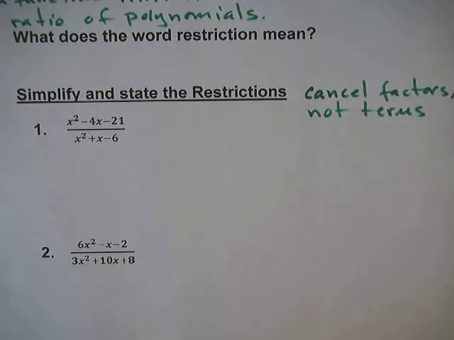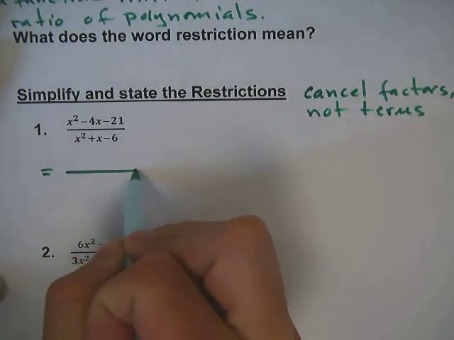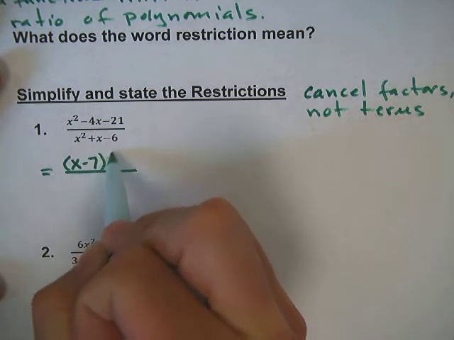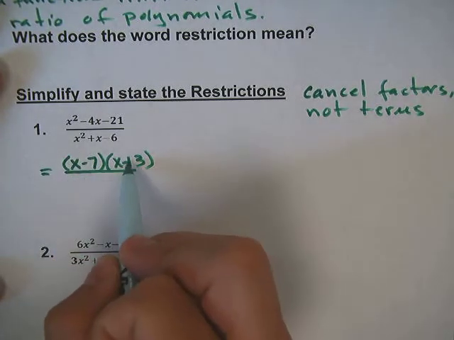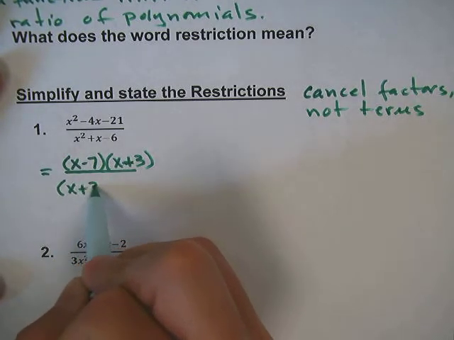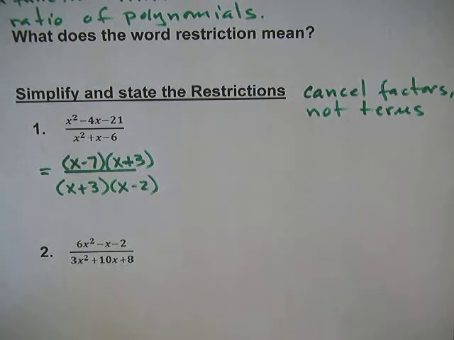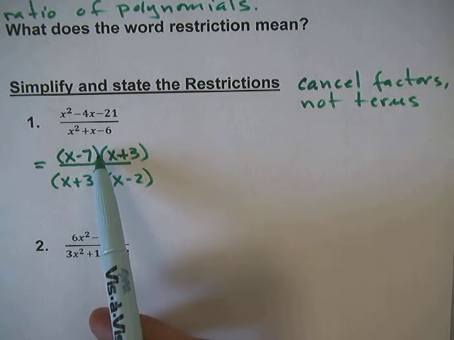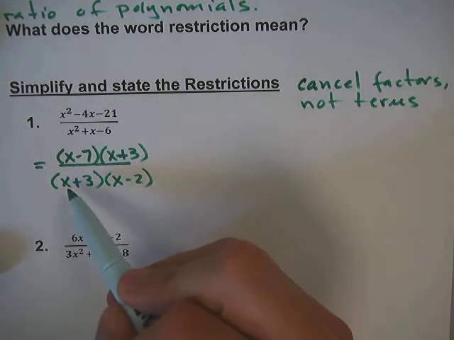So what you need to do is create some factors. How do you create factors? Well, you factor. We're just going to look at it and decide, how do I factor this? As I look at this top one, it factors to x minus 7, x plus 3. And on the bottom, it factors to be x plus 3, x minus 2. Now we've created factors. This x minus 7 and x plus 3 are factors because they're separated by a multiplication sign. And x plus 3 and x minus 2 are factors because, again, they're separated by multiplication.